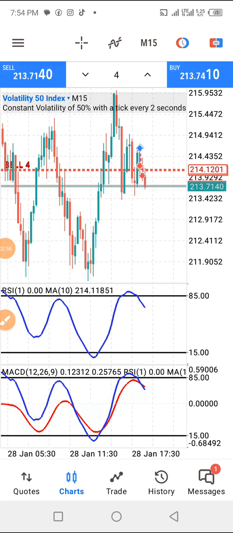Now this can be used for any time frame. It can be used for any time frame, be it 1 minute, 5 minutes, or 15 minutes. But as you can see now, I'm using it currently on the 15-minute time frame. And you know how volatile volatility 50 is, and you know it also involves high lot size. So if you are doing this, make sure you wait for the conditions to be properly met, because when the conditions are properly met, definitely you are going to see results.